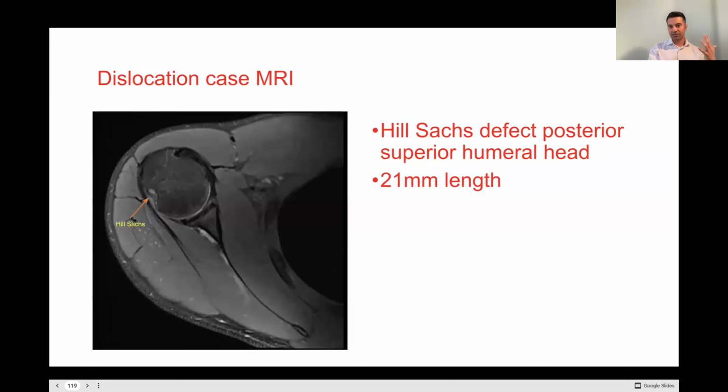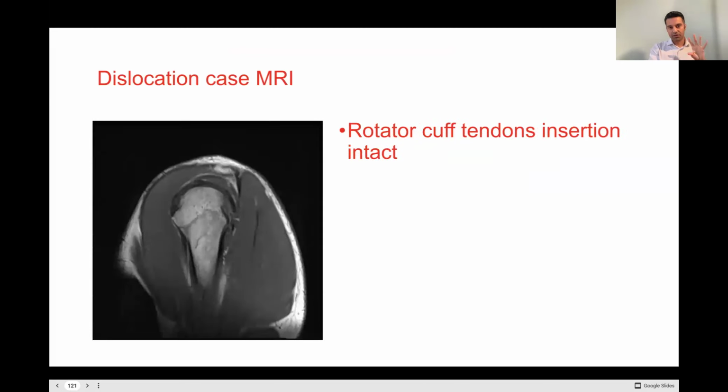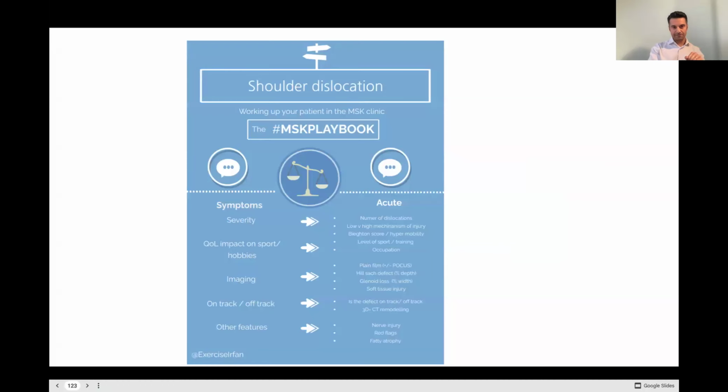So we've got a Hill-Sachs defect here. It's in the posterior superior aspect. There's no significant edema or effusion, so this looks like it's a chronic injury, but it does look quite unstable. The cuff tendons look intact on this parasagittal view, and actually this looks like an off-track lesion. It's got a high Hill-Sachs, a bipolar lesion, and this patient's at higher risk of future redislocation. So we really need to think about our options of how we can stabilize the patient. So you can take a report, make it nice and simple, and be able to explain it to your patient.